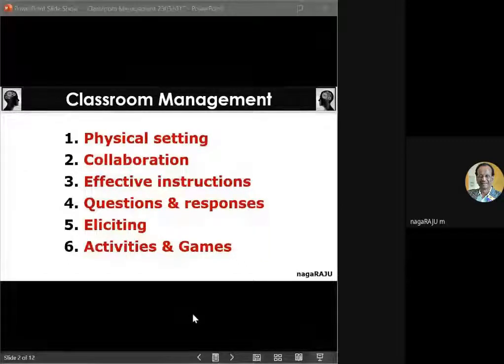So I was telling you that these factors contribute to making our classrooms much more effective, and the students learn better this way. So let's see each one of them in a little more detail.